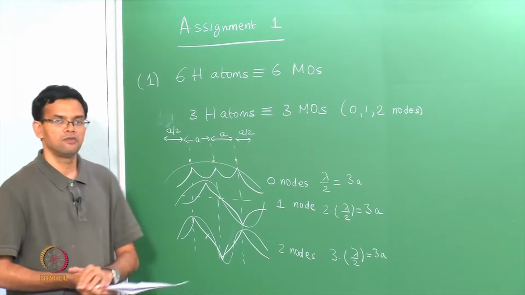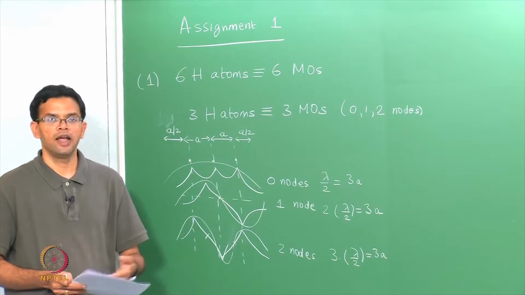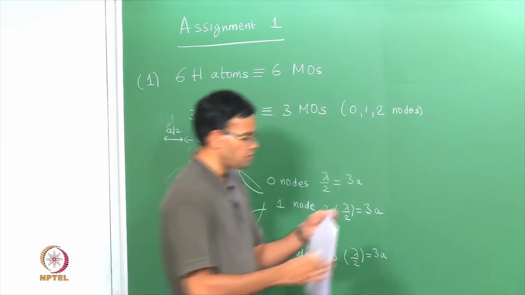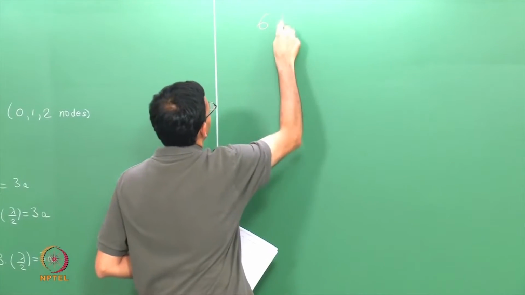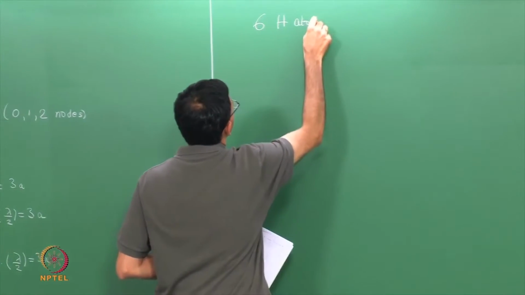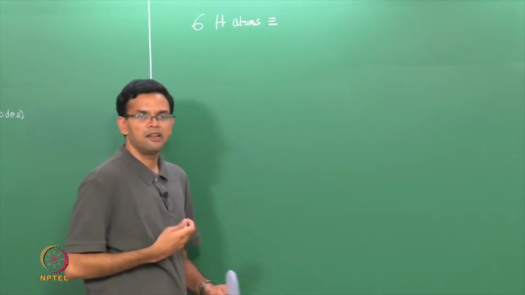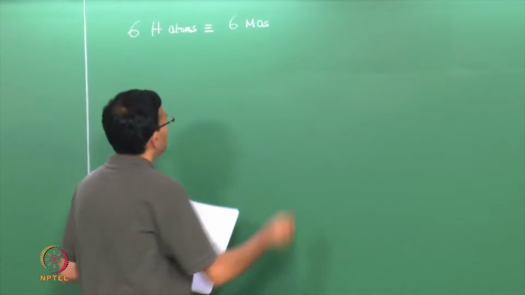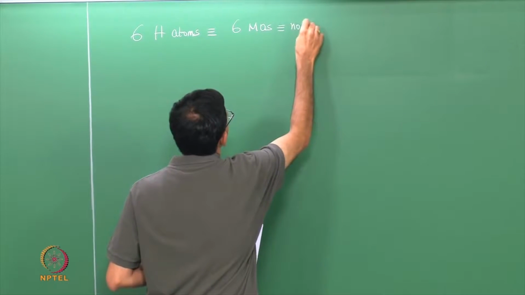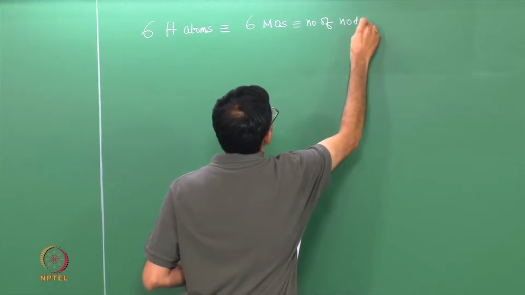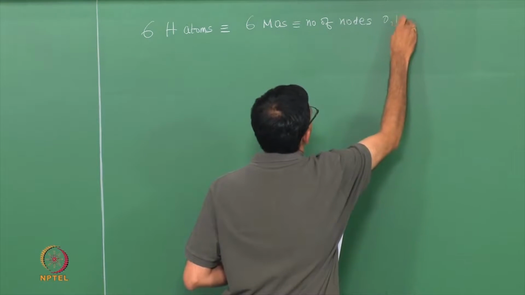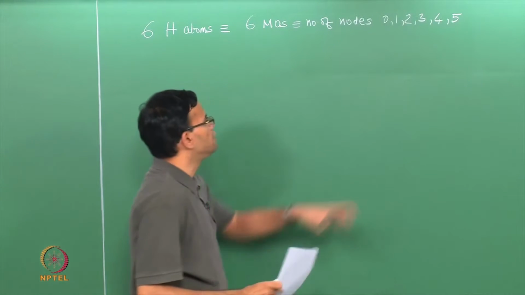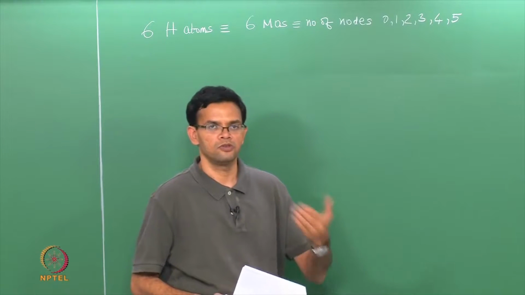So, this is the case of 3 hydrogen atoms. We can go ahead and extend the same concept to 6 hydrogen atoms. So, let me just draw that. Now you have 6 hydrogen atoms. 6 hydrogen atoms form 6 molecular orbitals, 6 MOs, and the number of nodes will go from 0, 1, 2, 3, 4 and 5. So, you have 6 of these going from 0 to 5.